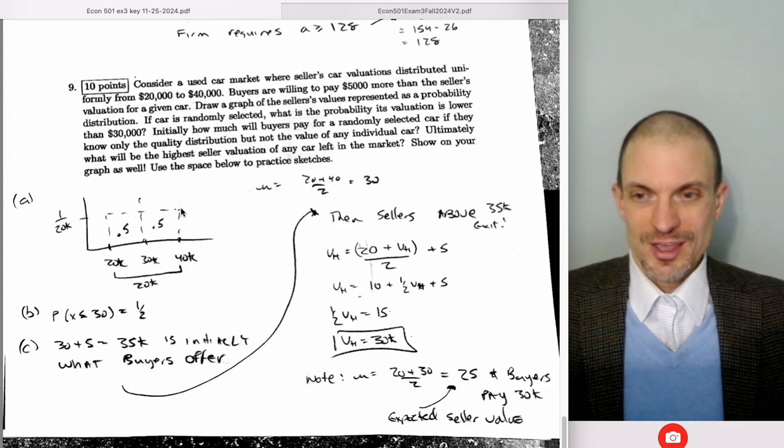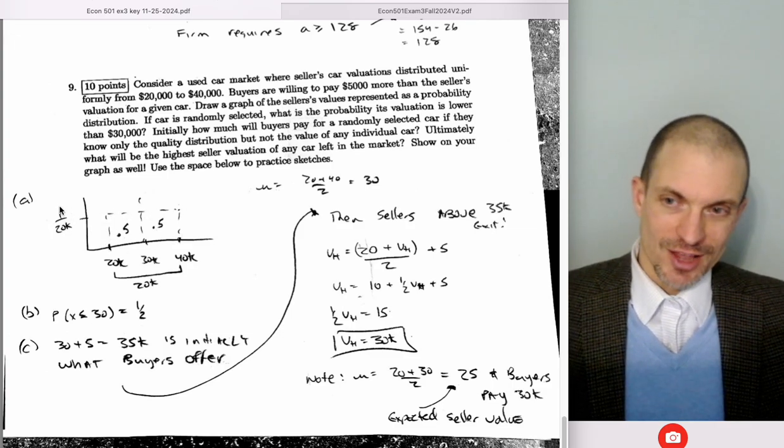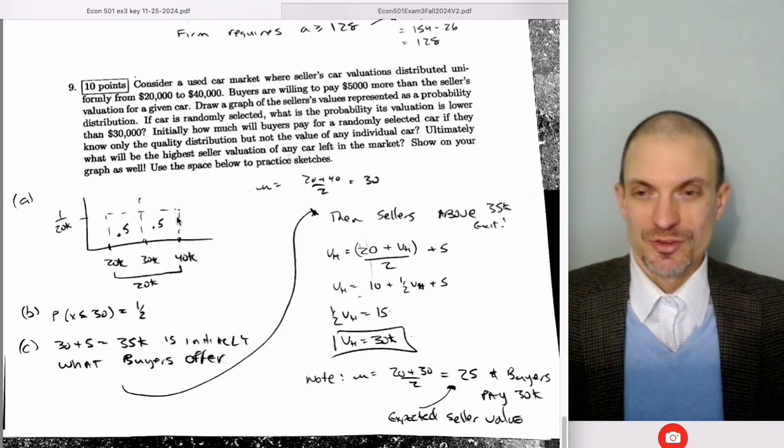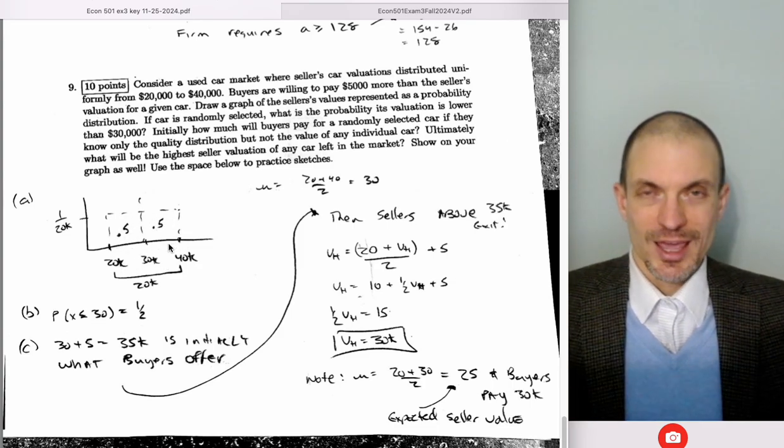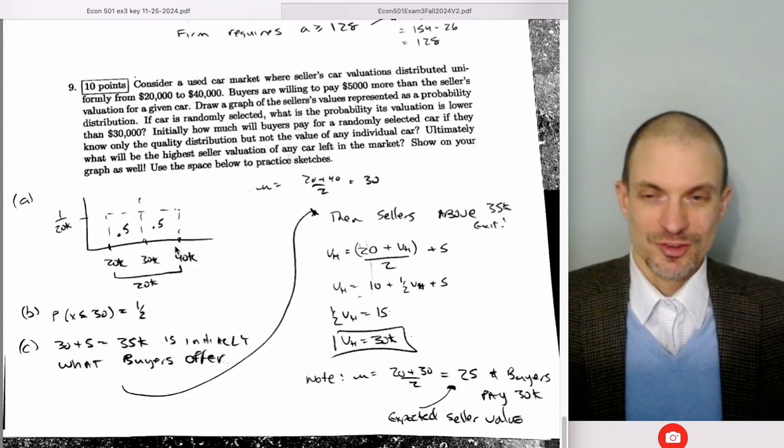Okay, so this rectangle has to have an area of 1. That's why this height has to be 1 over 20,000, because for it to be a valid probability distribution, the area under the curve between the bounds that we're defining has to be 1. Okay, so this is the graph.